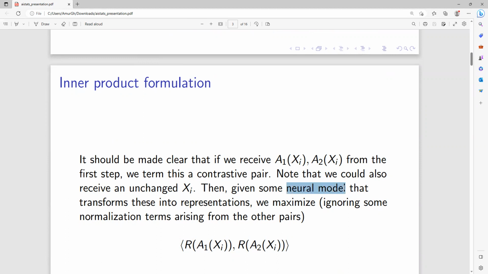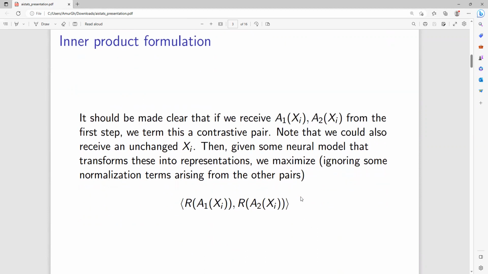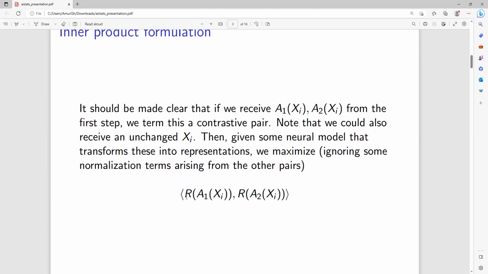Then if you have some neural model, for example, for images, suppose it's a ResNet or something, and the representation would be some hidden there, you would be maximizing a term of this form where R is the hidden representation of the augmented instance. Now, this is not the exact loss because there will be some other terms arising from the other pairs. Like if you have A1Xi, A2Xi, that's a valid contrastive pair. But we also have things like A1Xi, A2XJ, and those are going to go into a normalization term in the denominator. I don't show that, but this is a simplified form.